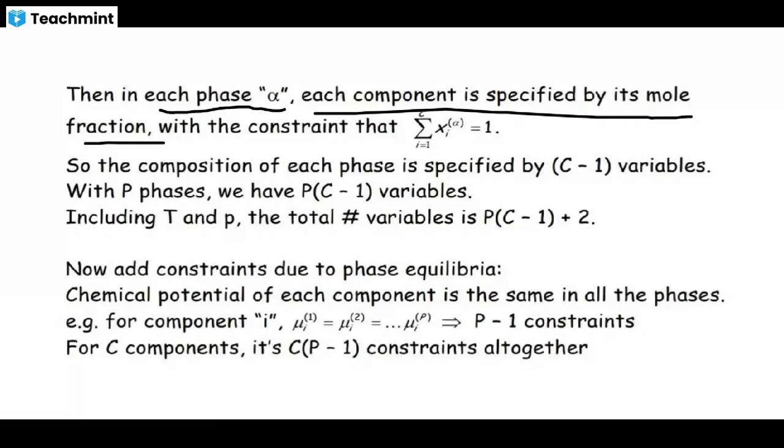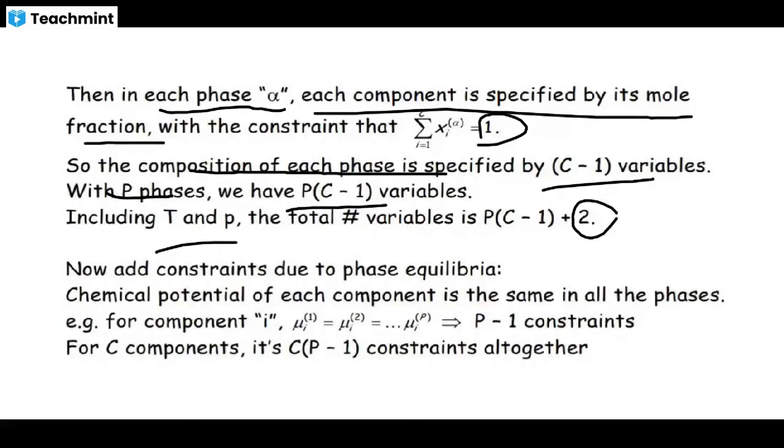So the composition of each phase is specified by C minus 1 variables, because if you add all the mole fractions, you get 1. With P phases, we have to multiply P into C minus 1 variables. Including temperature and pressure, you should add 2 variables. This is P into C minus 1 plus 2 variables, that is nothing but temperature and pressure.